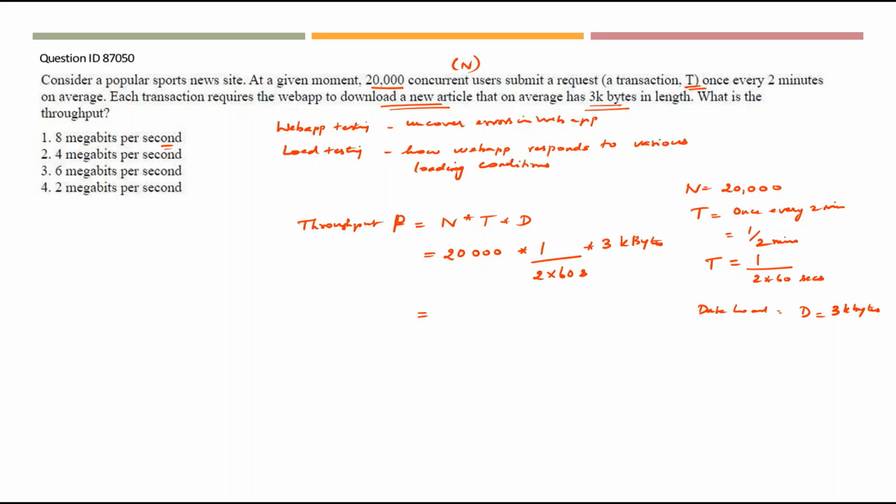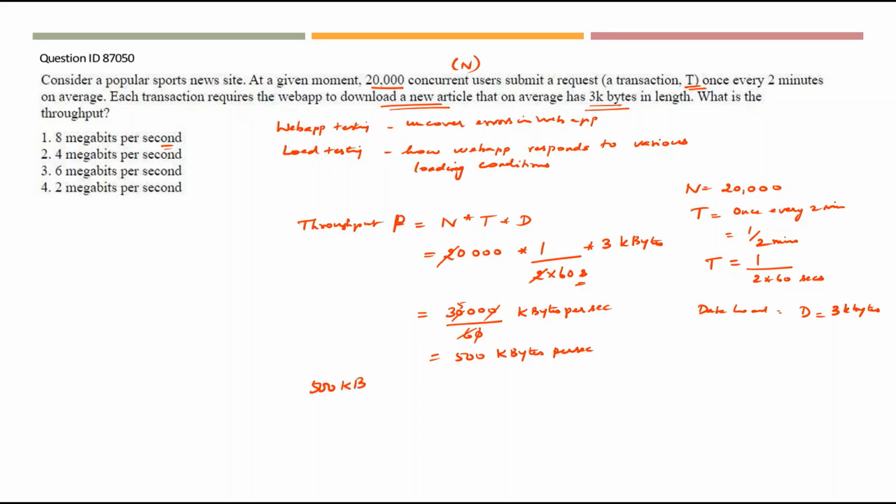So here I can cancel 2 and 2. We have 3 into 10,000, 30,000 divided by 60. Now K bytes will stay and seconds will go to per second. Now cancelling this I have 500. So the value here will be 500 kilobytes per second. Now the answer is given in megabits, so we have to convert it.